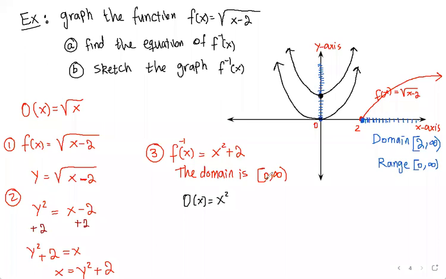But the domain is from 0 to infinity. So we don't have to use the negative. This means we don't have to use the negative, so the graph will be only this one. So this is f inverse of x, which equals x squared plus 2.